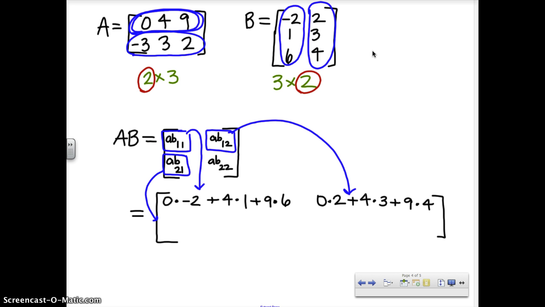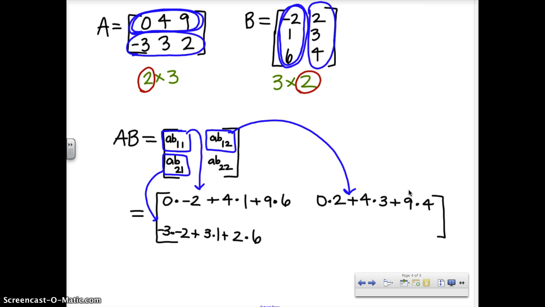Second row now, back to the first column. Okay? So we have -3 times -2 plus 3 times 1 plus 2 times 6. And notice you'll start to see a pattern. As you look at this, look at how this -2 is always being used right here, or this times 1, or times 6. Just like we use 0, 4, and 9 from that row.